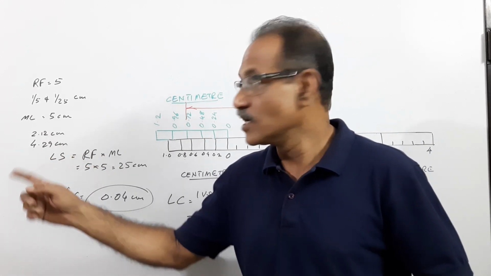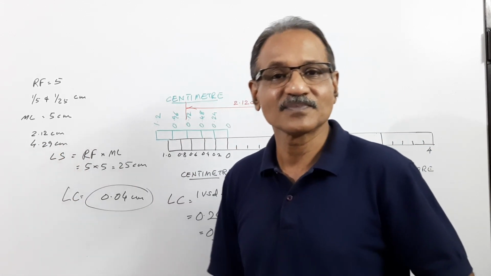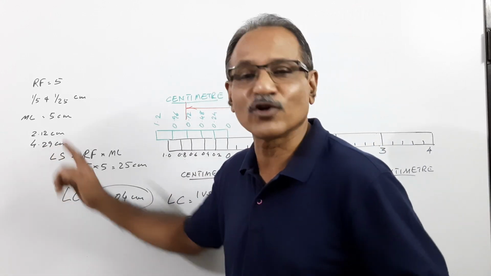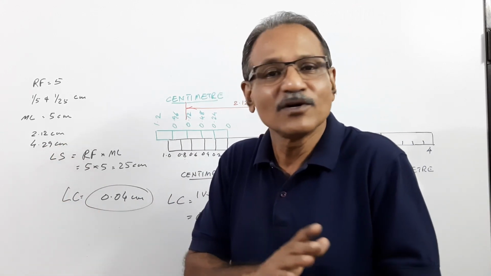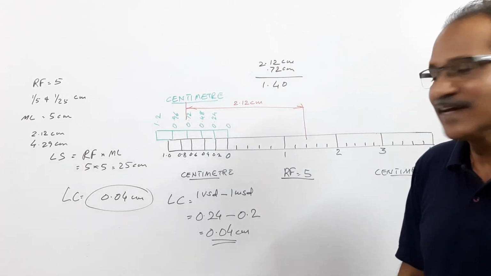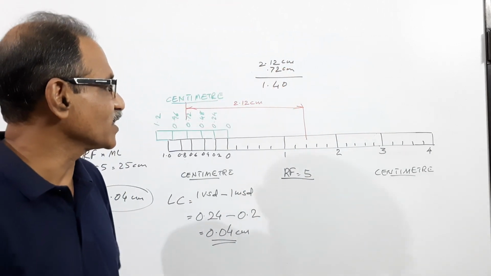You can show most probably 0.24, 0.28. 4.28 can be shown. Most probably this is 4.24. Then you can easily show that. 4.29 you cannot show. I hope you understand. It's a very interesting question. Very interesting question. I hope you understand it.